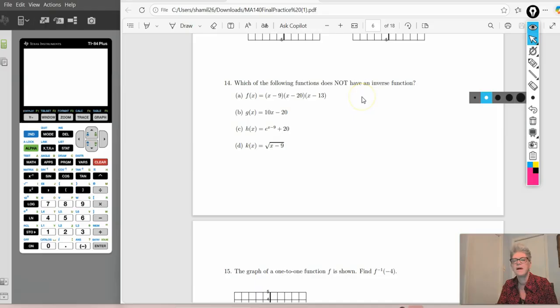Which of the following functions does not have an inverse function? Now, the slow way you could do this is you could put this into your graphing calculator and look at the graphs of them and do the horizontal line test. But if you've done a college algebra course, then we should know, I mean, what's that one going to look like? Well, what are the zeros? The zeros are 9, 20, and 13. So it has x-intercepts at 9, 20, and 13.